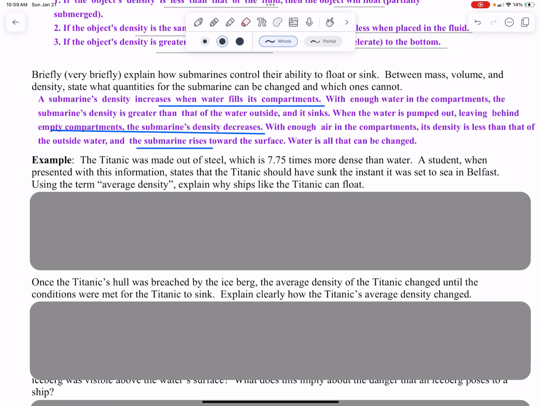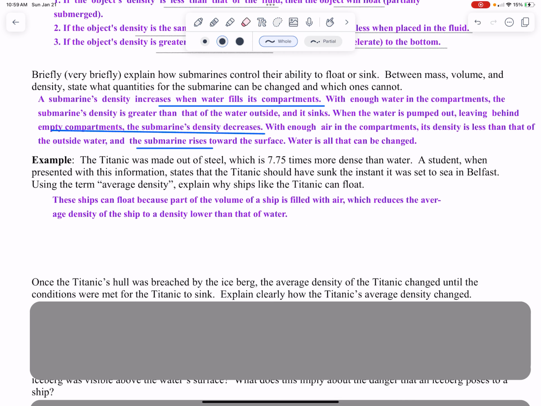So in this next example, it says the Titanic was made out of steel, which is about 7.75 times more dense than water. So it doesn't really make sense that something almost 8 times greater in density than water should sink in water, right? So a student, when presented with this information, states that the Titanic should have sunk the instant it was set to sea in Belfast. Using the terms of average density, explain why the Titanic can float.